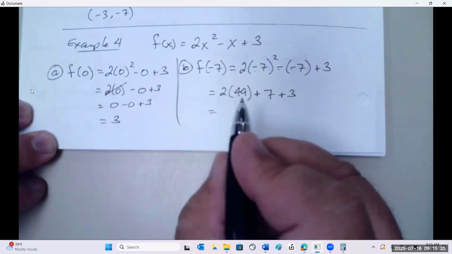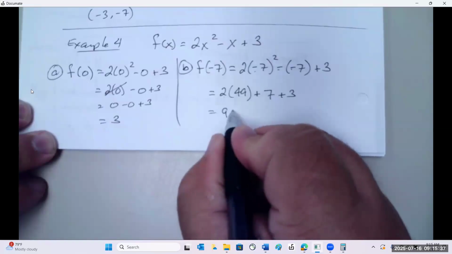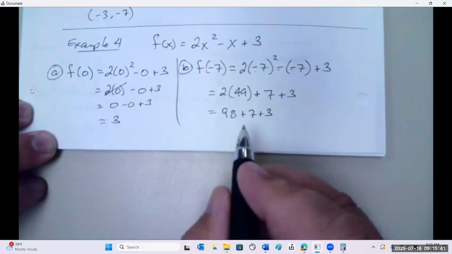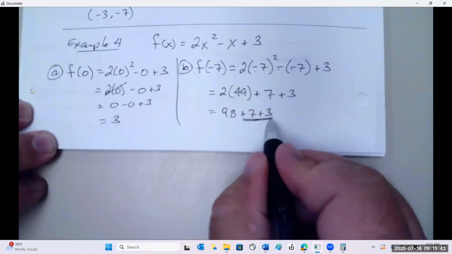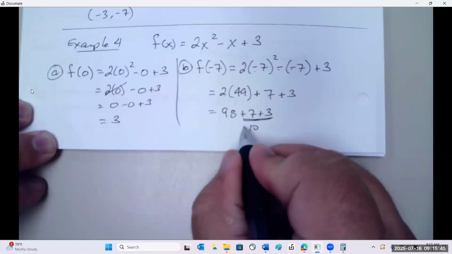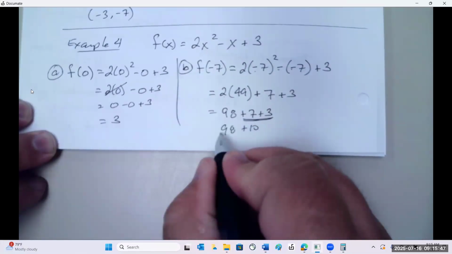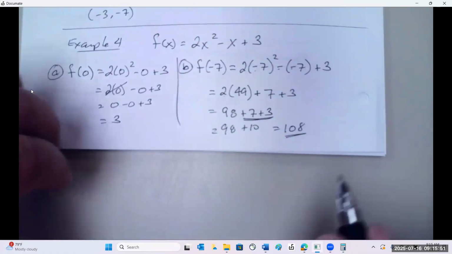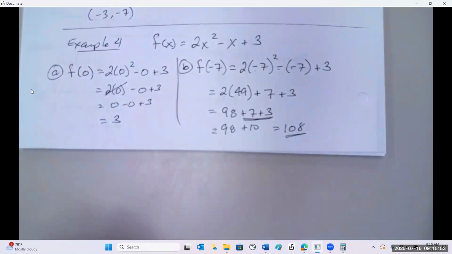So 2 times 49 is 98. Here we can do this first: negative times negative 7 is positive 7, plus 3 is 10. 98 plus 10 is 108. So far, so good.